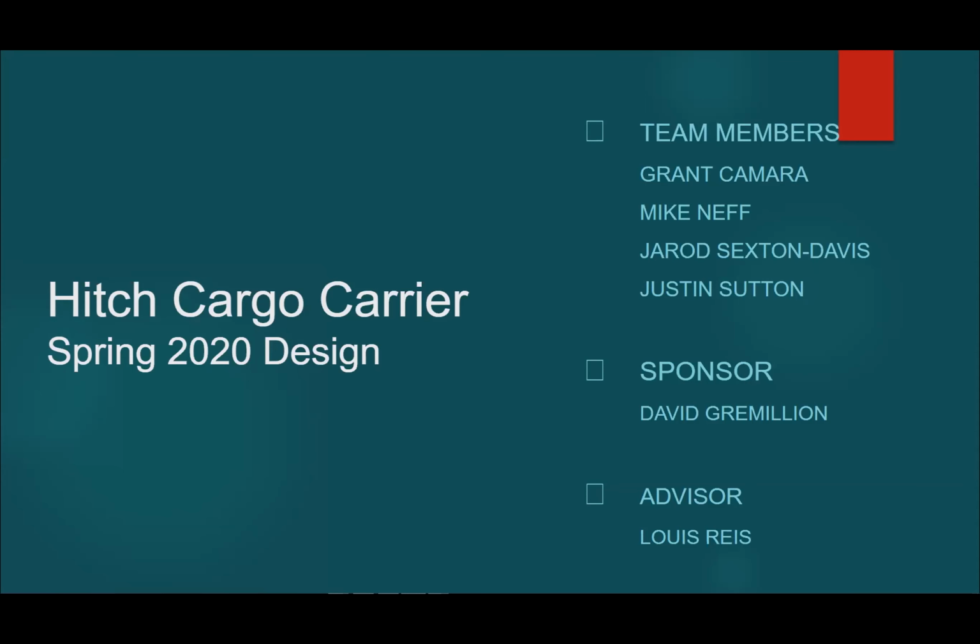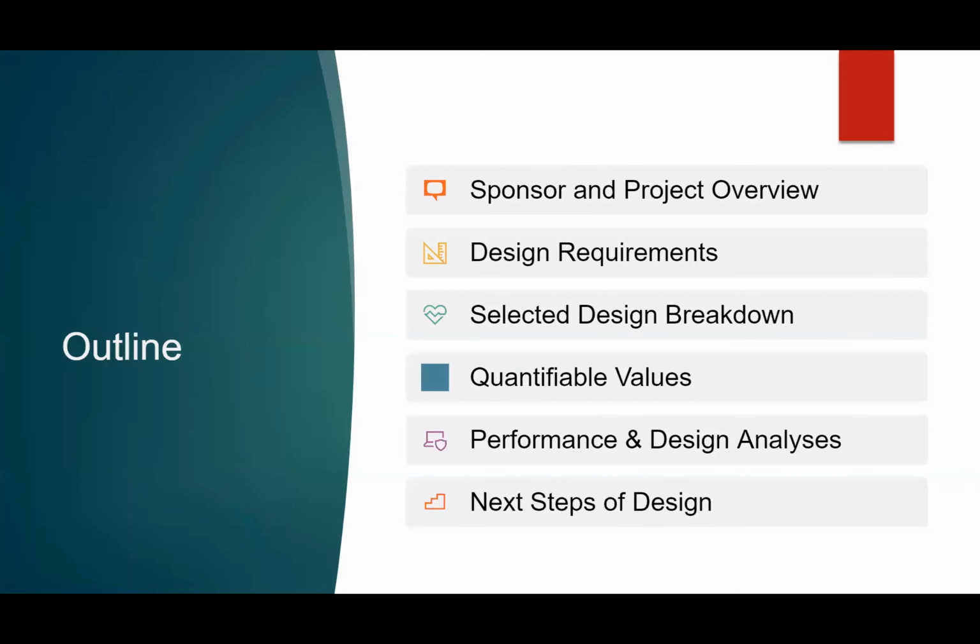So just a little preview of what we're going to be talking about today. First, we'll give you an overview of our project and introduce our sponsor, some of the design requirements that our sponsor required. We're going to break down the design that we finally went with, mention some of the quantifiable values to show off our success or not, and then the performance and design analyses of an engineering analysis, and then show our next steps of design.